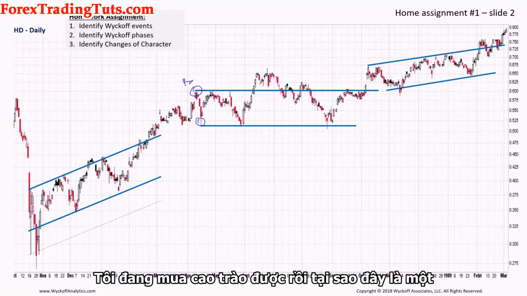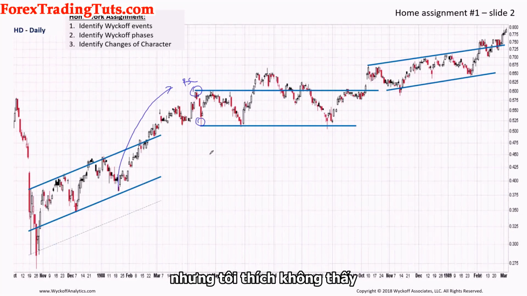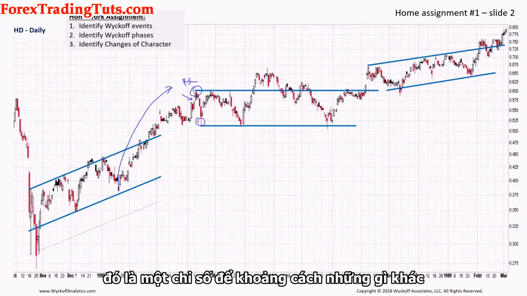Buying climax. Okay, why is this a buying climax? Well, because it's the end of the uptrend, and there is a gap between the last bullish take, so maybe that's one indicator. Okay, so gap. What else?